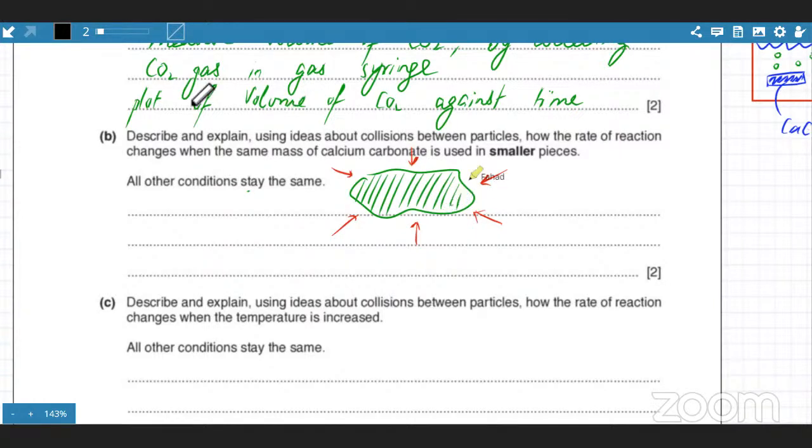So if you break this into tinier pieces and you crush it and make it powdered, the surface area has increased. HCl is going to surround each of the particles and it would react from all directions. Now, more particles would be able to take part in the reaction and they would be able to collide with particles from HCl.